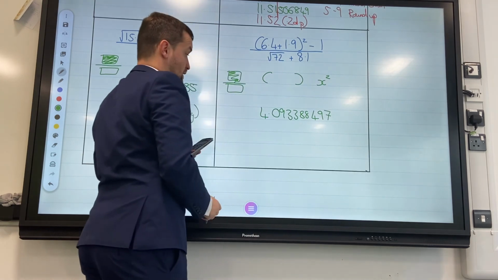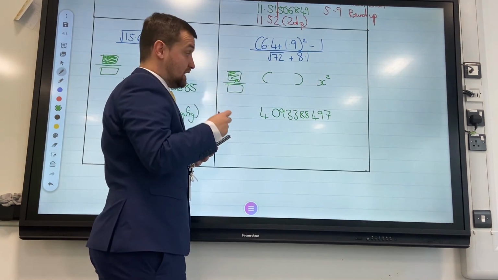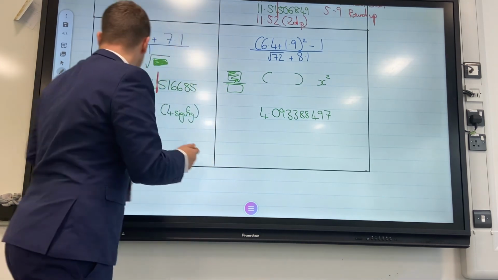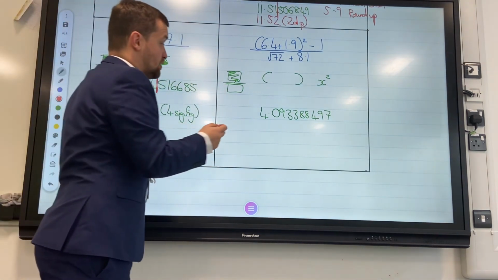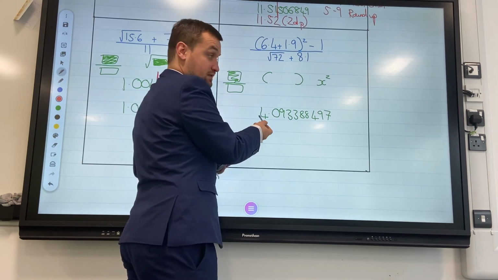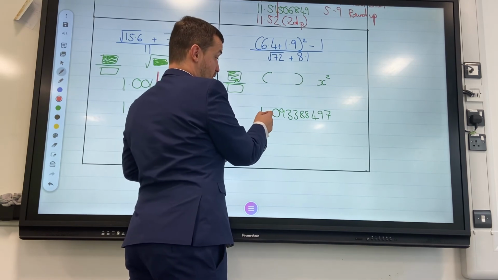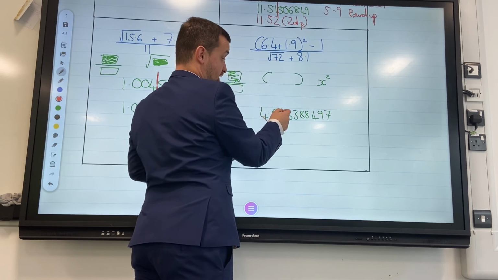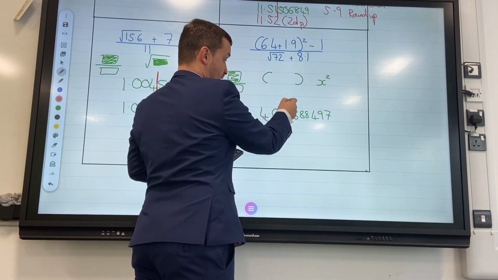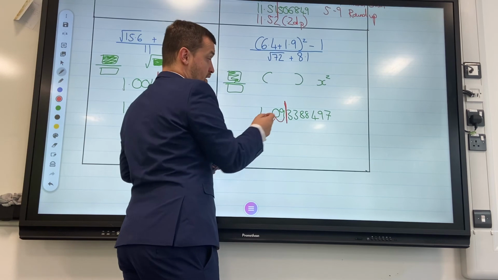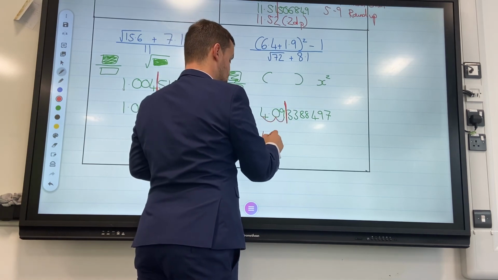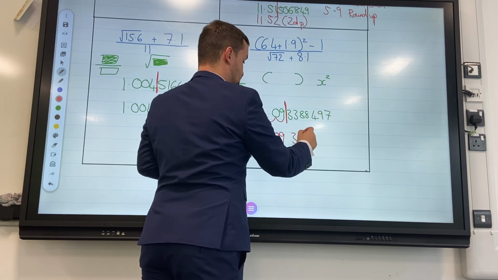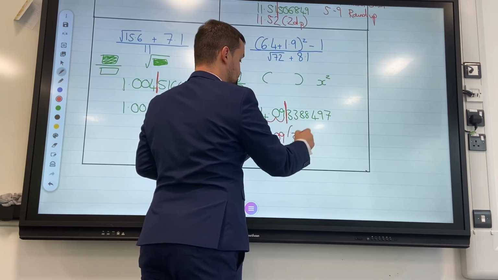And what you'll get is 4.093388497. Okay, now we're going to round this time to 3 significant figures. So we're looking for the first non-zero number. The first non-zero number is 4 because it's the first number that isn't a 0. Then we're going to count 1, 2, and 3. That's your 3 significant figures. Draw the line. Okay, it's a 3 after it, so our answer is 4.09 to 3 significant figures.